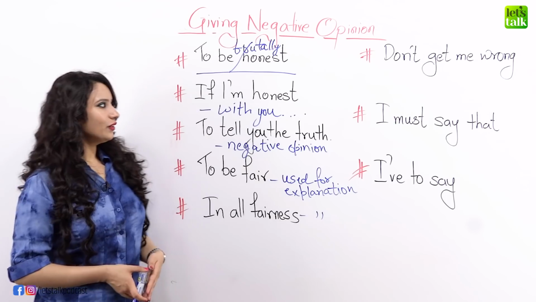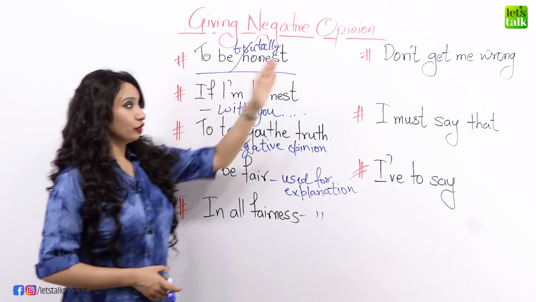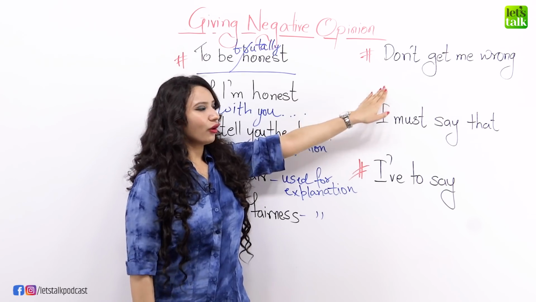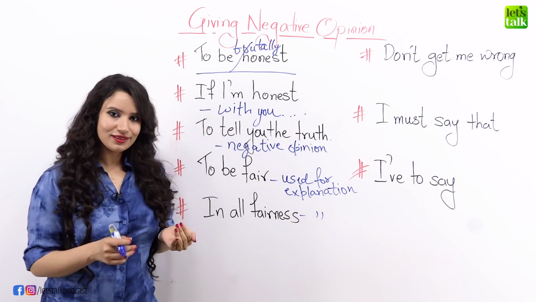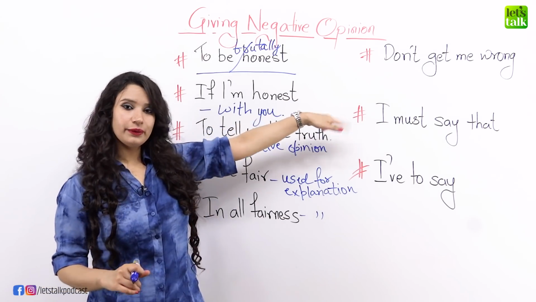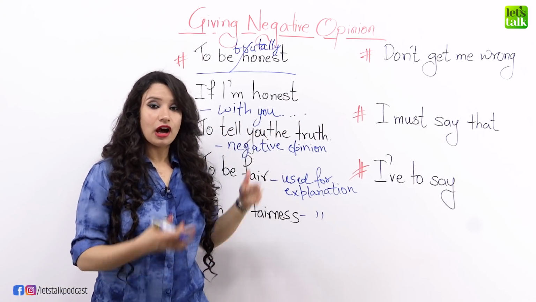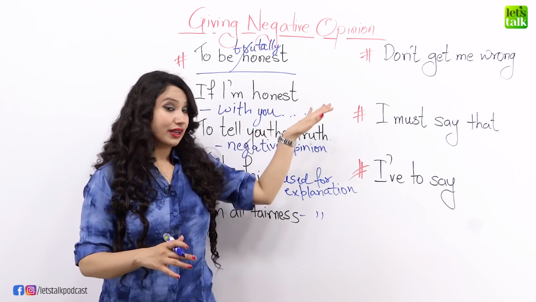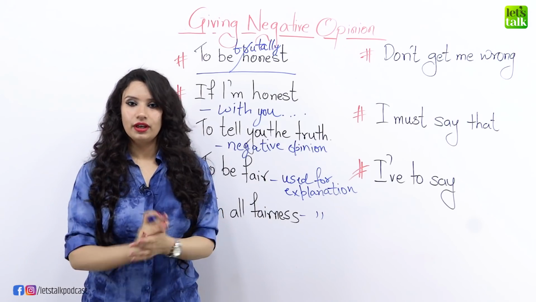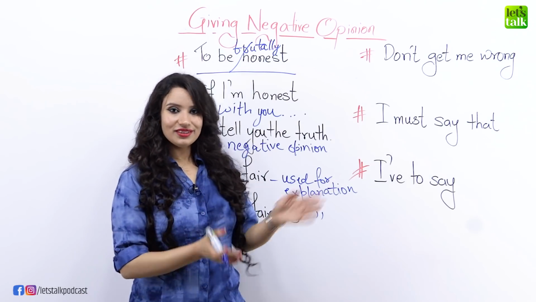Okay, now with this we move to the next one. Don't get me wrong, I love teaching you guys. So "don't get me wrong" is either used in the beginning of a sentence or it's used in the middle of a sentence. And we use this when we are giving a negative opinion, and after this phrase we also give a positive opinion. Okay, I think you're getting too confused. So here's an example for you.